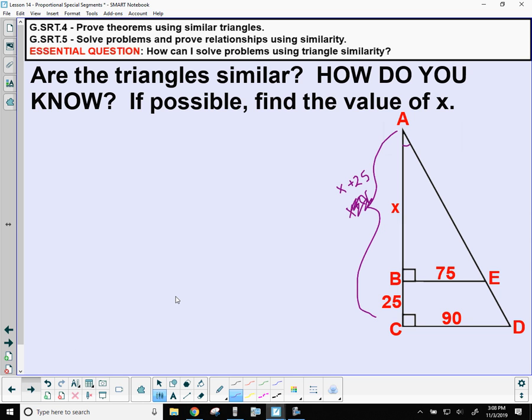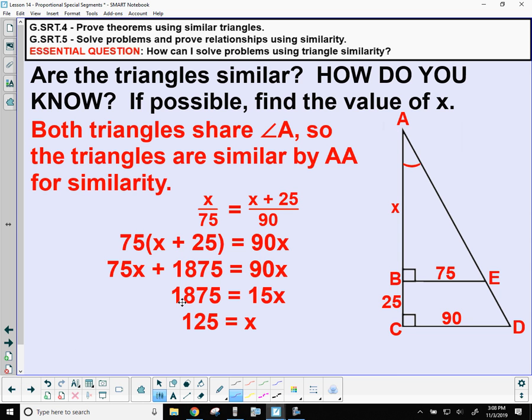For sharing angle A, like I discussed. So the triangles are similar by angle for similarity. And again, here's one way to set it up. And to solve, we get 125 for x. Okay.